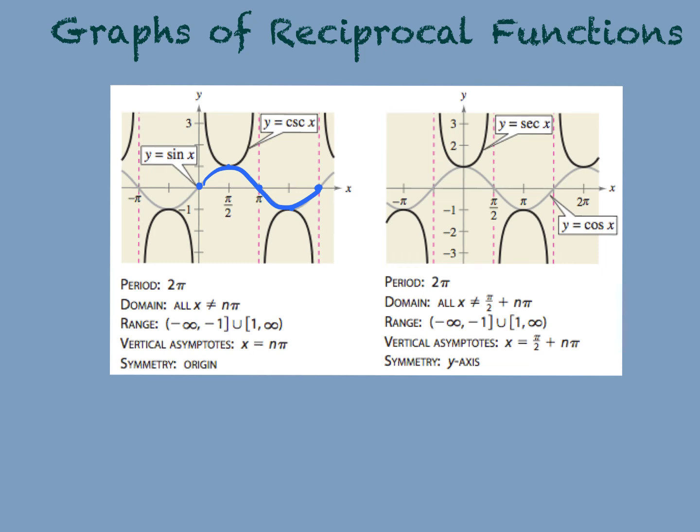It's undefined. If you flip 0, it's undefined. Remember, if you flip it, you put 1 under it. And what is undefined graphically? It's a vertical asymptote. So my cosecant has a vertical asymptote at 0, as well as a vertical asymptote where? At pi and at 2 pi.